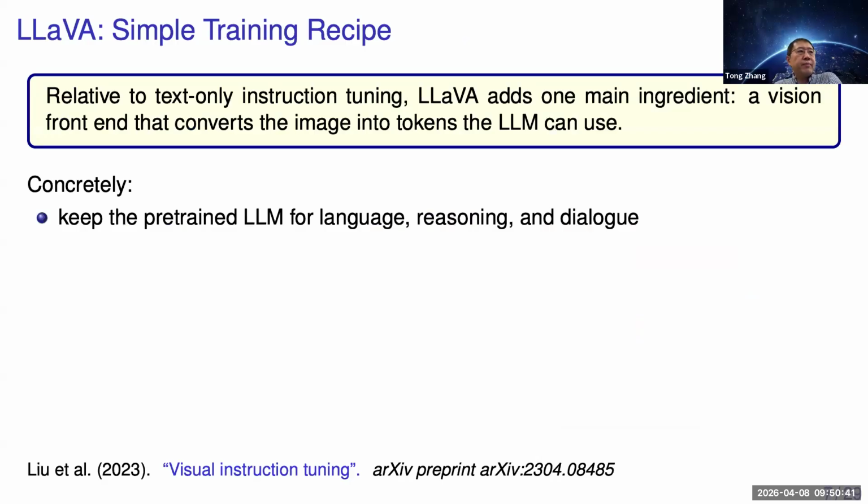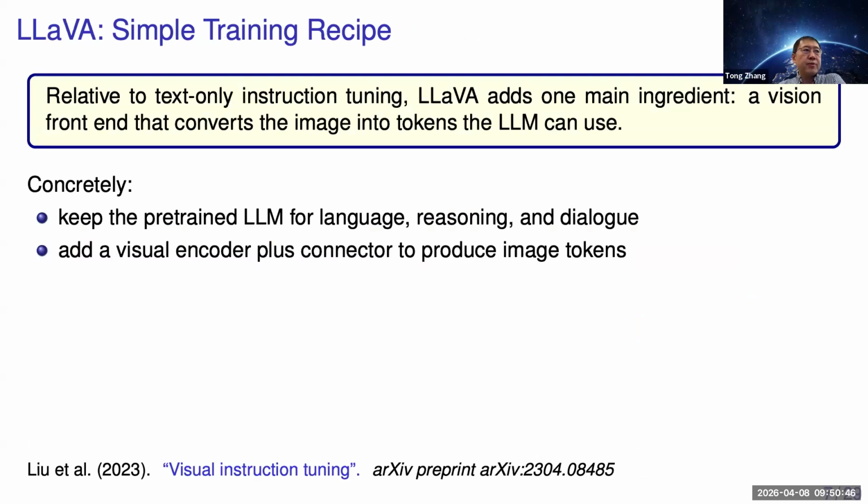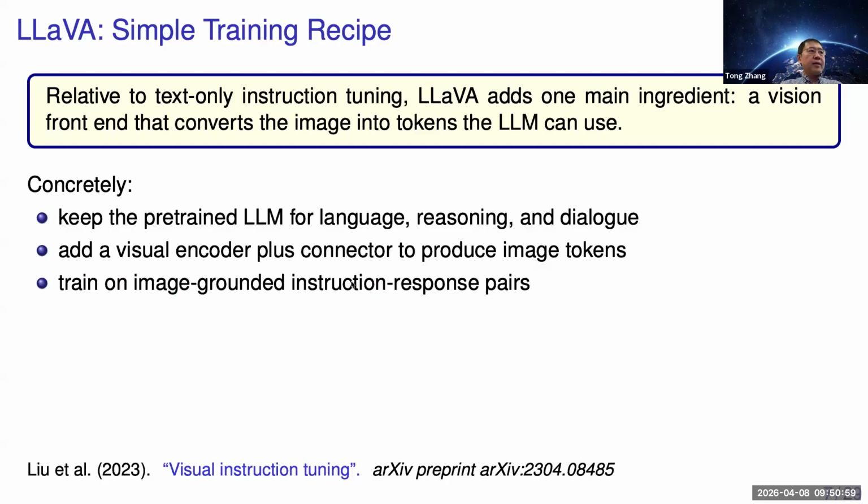Keep the pre-trained LLM, or actually an instruction tuned LLM. I mean, you can do either, but mostly people start with an already instruction tuned LLM. They can follow instructions already. Visual encoder plus connector to produce image tokens, and then train on image grounded instruction response pairs. Right. This is basically the same as the picture we showed earlier.